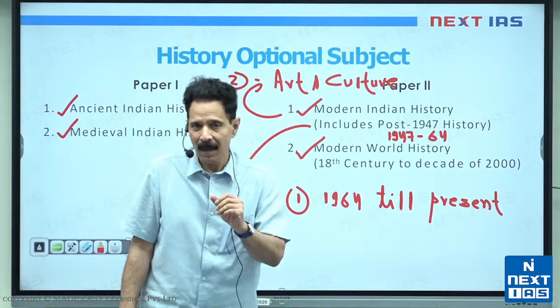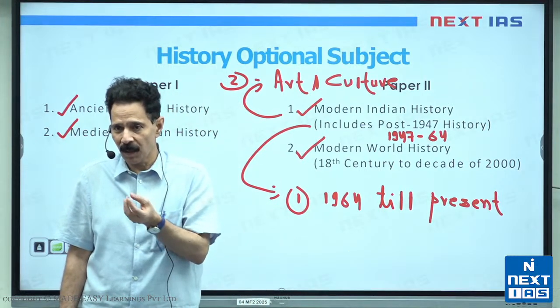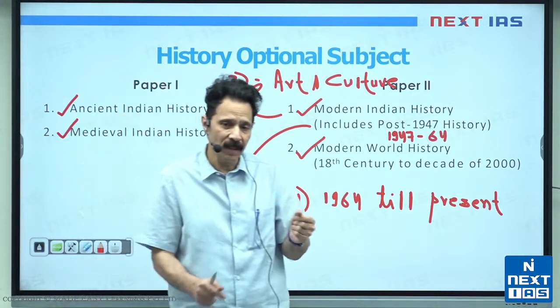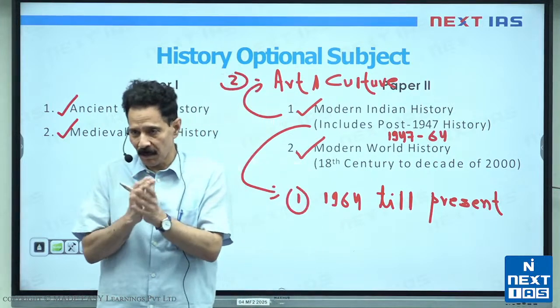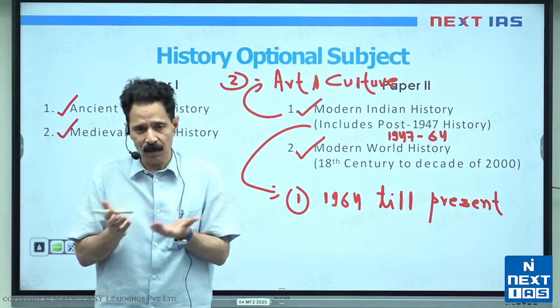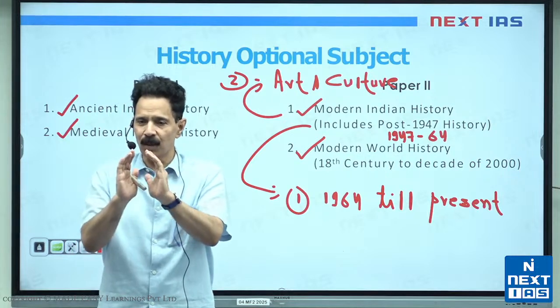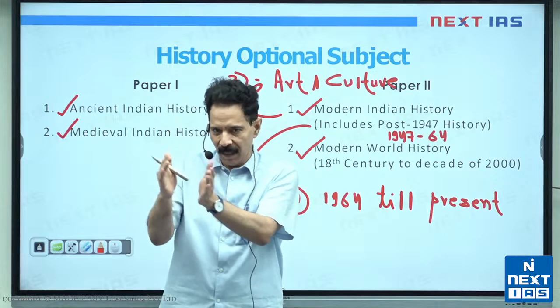For example, the nature of the revolt of 1857, historiography. This is required in GS also. You might have seen a question in GS: throw light on the nature of the revolt of 1857. Now, how can you throw light? Of course, in the light of the historiography. Some say this was a mutiny, some say it was a national revolt, some say it was a civil rebellion. This is the way you have to write.